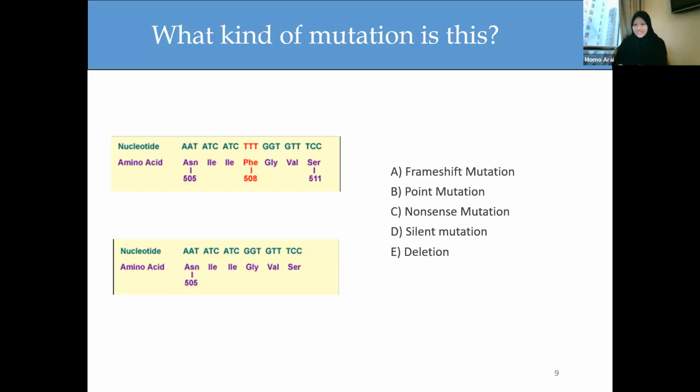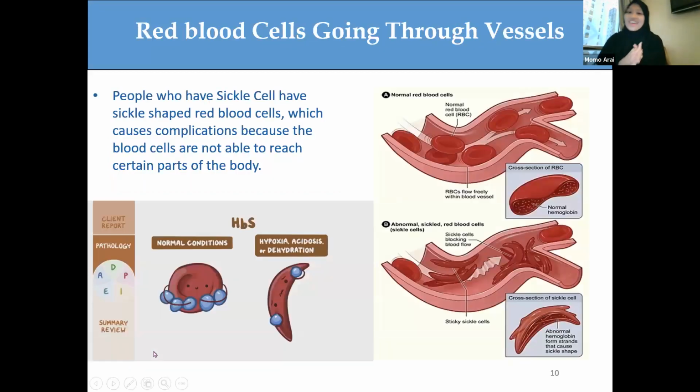Okay. But yeah, that's good if you guys understand that. Now, this is an example of a missense mutation.